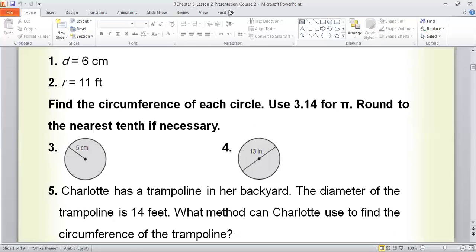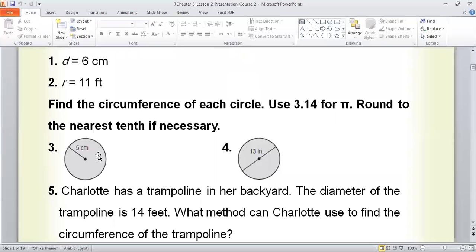Find the circumference of each circle. Circumference. What does the circumference mean? Look with me. It means the length of the frame of the circle. If I need the length of the frame of the circle, I need the length of this one. It equals 10.